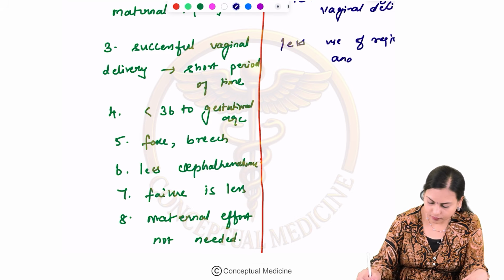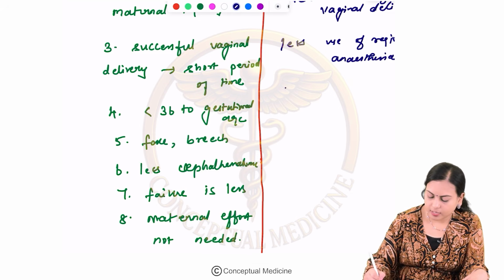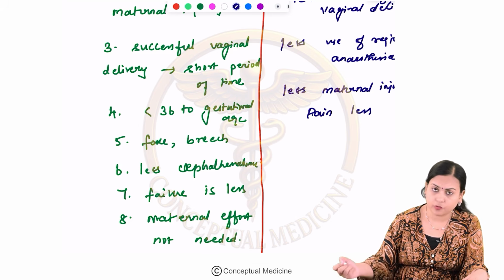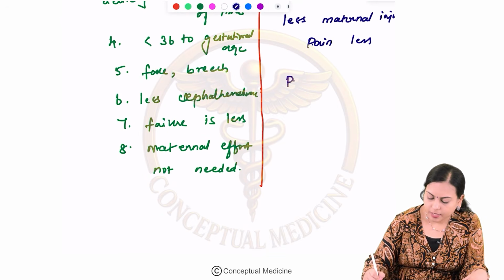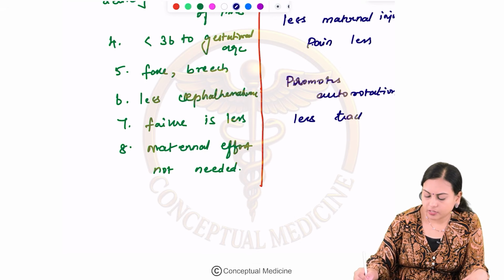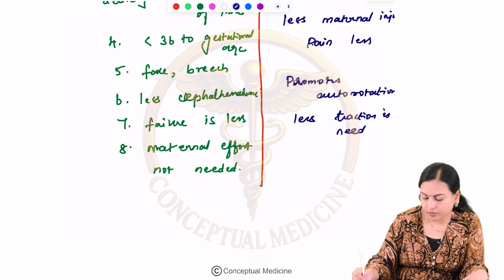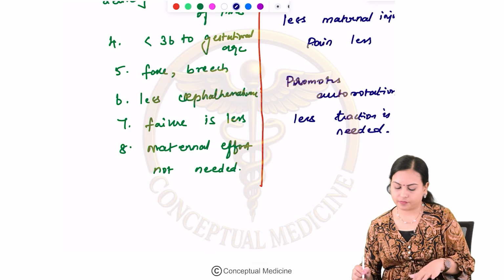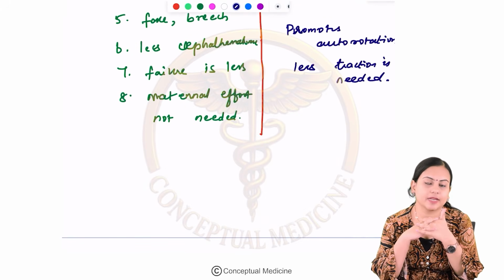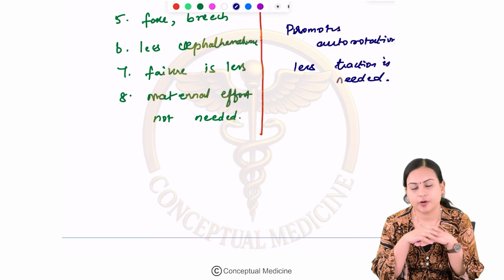The maternal injuries are less serious and pain is also less with vacuum than forceps for the mother. And one advantage is it promotes the auto rotation of the fetal head and less traction is needed in case of vacuum delivery. Clear? So, I hope you would have understood, and with this we are completing the discussion about operative vaginal delivery.